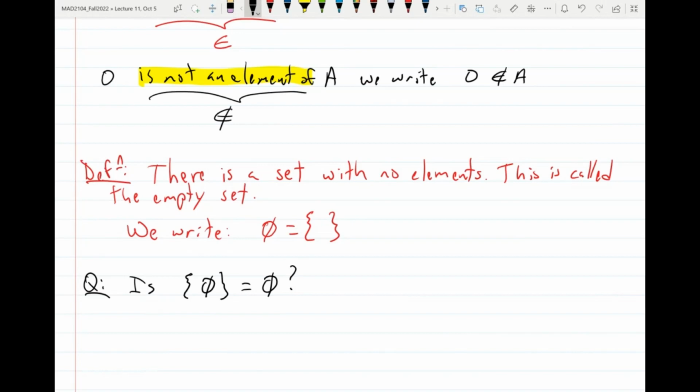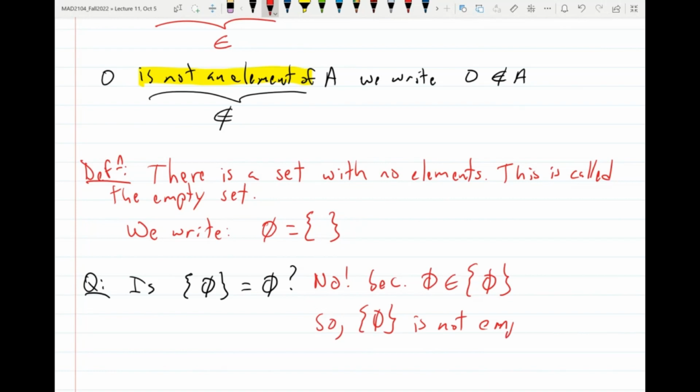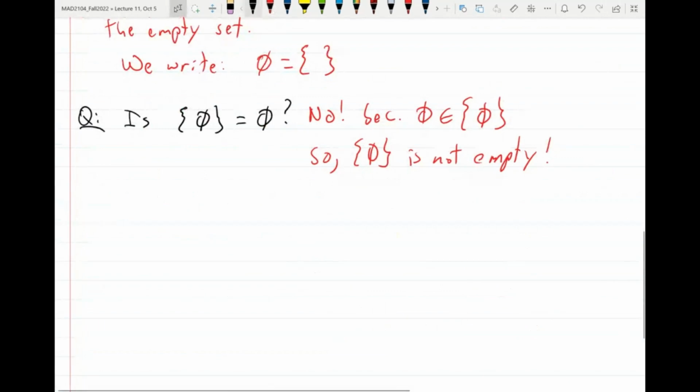Do you understand what I'm saying? So the answer is no, they are not the same. And the reason is because the empty set is actually an element here. So this set is not empty. Okay? Because the empty set is an element in here. Do you understand this? Okay, good. So now that we're talking about this, let me define equality. So two sets are equal if they have the same elements. I'm going to write this down formally.